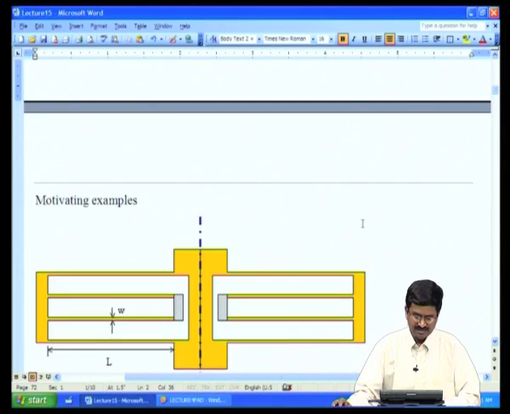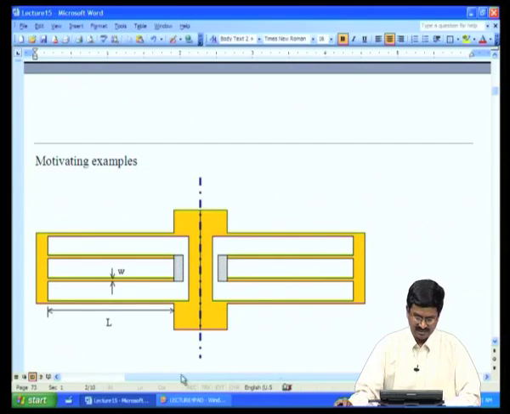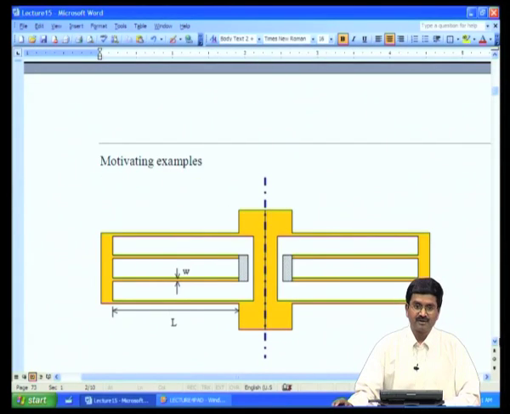Let us look at some examples of microsystems devices in order to get motivated to study the deformation of solids. The rigid body motion of solids is important, and there are a few microsystems devices where you need to study the rigid body motion of solids, but many other microsystem devices undergo elastic deformation, and for that purpose, if you want to model them, we need to look at elastic deformation of the bodies.